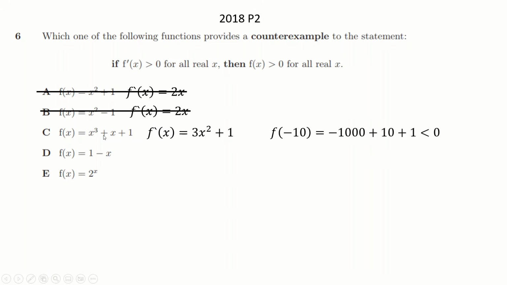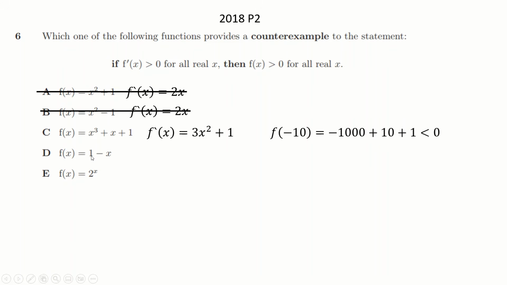Well, if you just put in minus 10 into this, very clearly you're going to be less than 0. So this is the counterexample. And it actually only asks for 1, so you can stop working there. This is the counterexample, because this is bigger than 0 here. This is bigger than 0, but this isn't. Cubics are always positive somewhere and negative somewhere else, which you could have just known to save yourself working this out. But that's the counterexample.